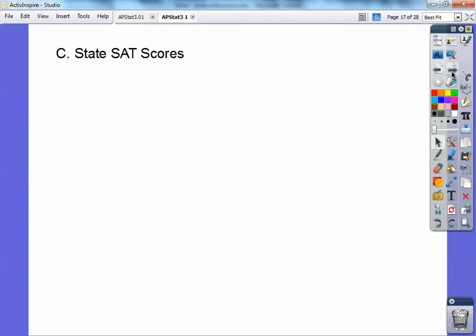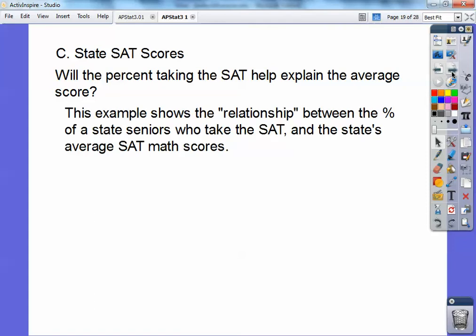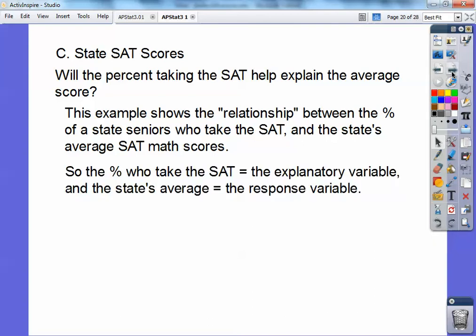All right, so state SAT scores. Check this out. Will the percent taking the state SAT help explain the average score? Think about this. I live in California. Say California has a higher percentage of its students taking the SAT than, say, New York. Do you think with the higher percentage taking the SAT, their SAT score would be higher or lower? We'll talk about this more when we get to it, but this example shows the relationship between the percent of state seniors who take the SAT and the state's average SAT math score. The percent who take the SAT is the explanatory variable, and the state's average will be the response variable.